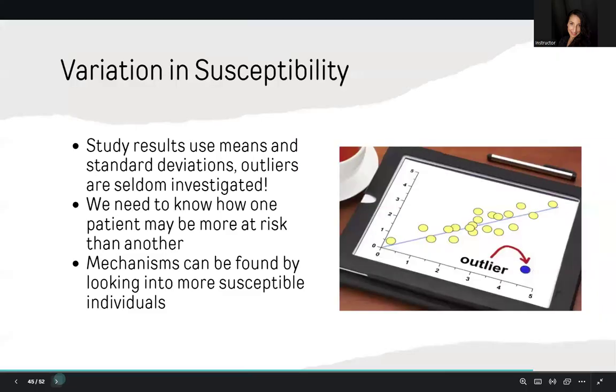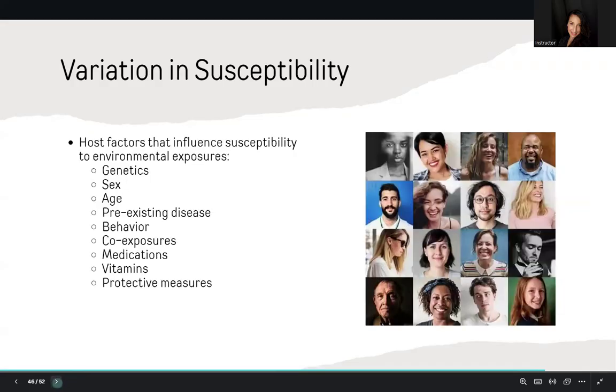Variation and susceptibility. Toxicology has been slow to recognize the marked variation among humans. Generally, assay results in toxicokinetic modeling utilize means and standard deviations to measure variation, or even standard errors of the mean, to make the range as small as possible. Outliers are seldom investigated. Thus, it is important to know whether and how one patient might be at higher risk than others. When investigators focus on the most susceptible individuals, there may be a better chance of recognizing and figuring out what the underlying mechanisms of toxicity are.